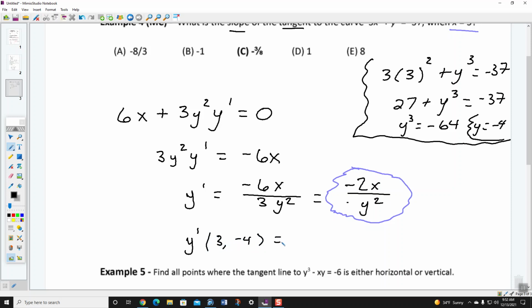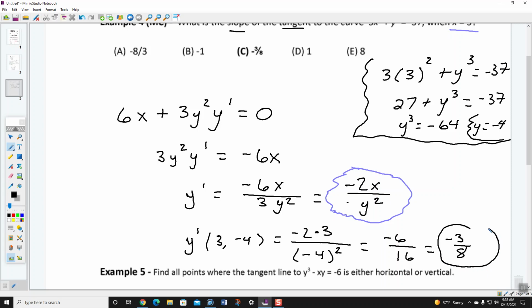Here we go. This will become negative 2 times what up top? Over negative 4 squared, won't it? Okay, help me with the math. Will the top be negative 6? Will the bottom be 16? So in simplest form, my friends, negative 6 over 16 is negative 3 eighths, isn't it? Has to be C, right?